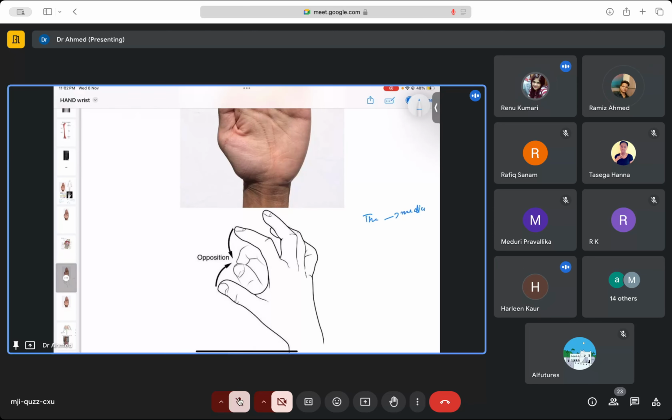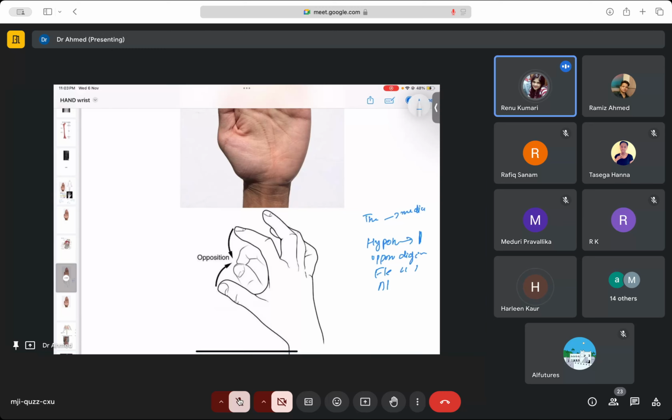Okay, then you have your hypothenar muscles, right? Hypothenar muscles are present on the medial side, towards the small finger. So again, you have opponens digiti minimi, you have your flexor digiti minimi, and you have your abductor digiti minimi.